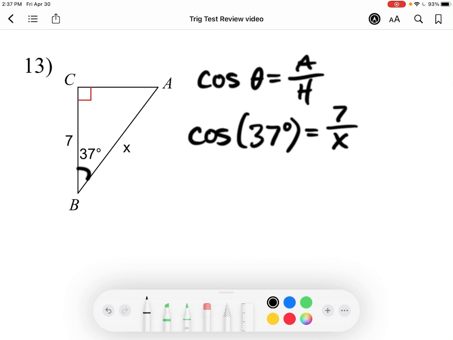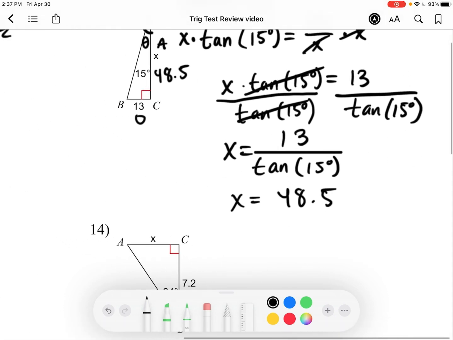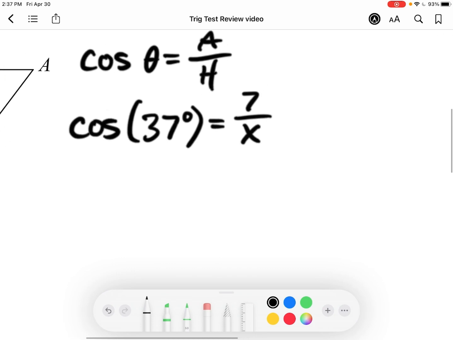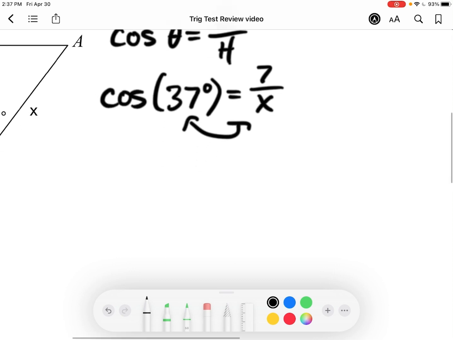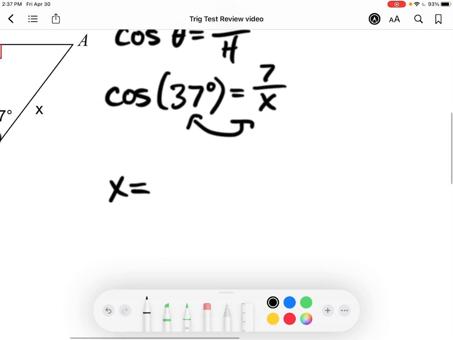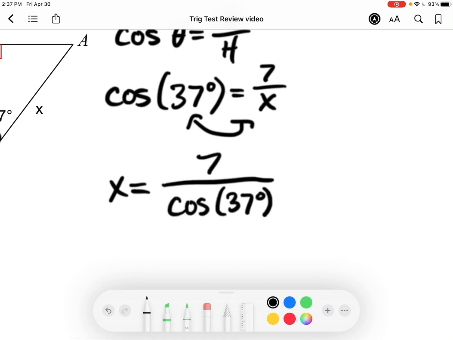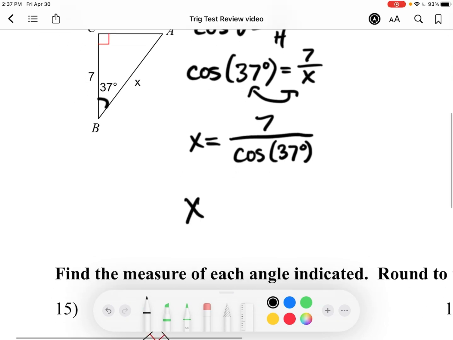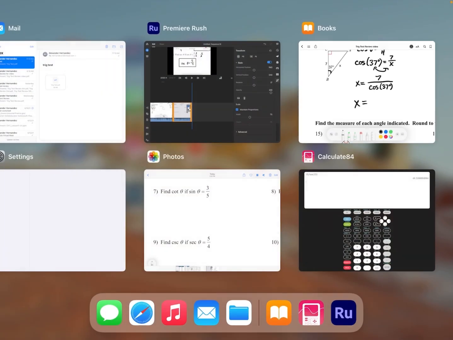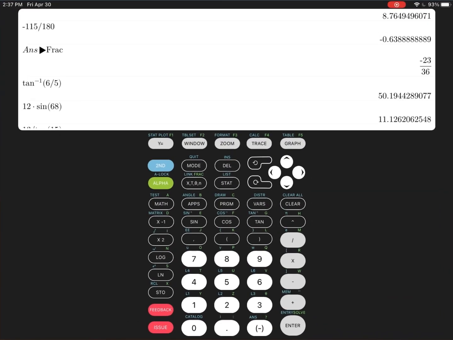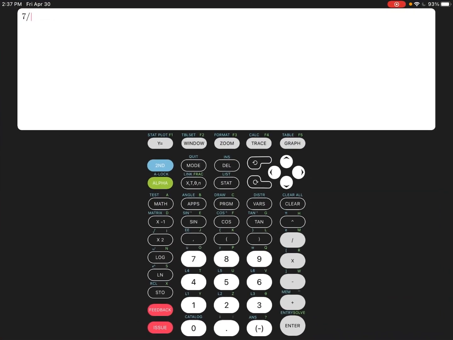So again, it's the same as number 12, where we have to multiply by x and then divide both sides by the trig function. But this time we're just going to use the shortcut, and we're just going to switch cosine and x. So x is equal to 7 over cosine of 37 degrees. You're going to go into your calculator, you're going to type 7 divided by cosine of 37. And you get 8.76, so we'll write 8.8.